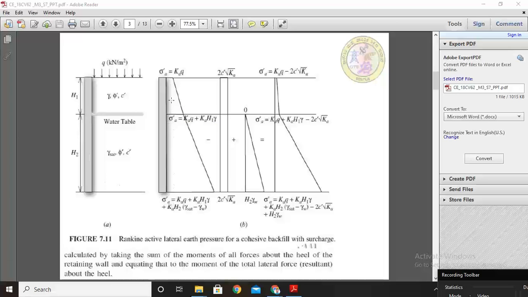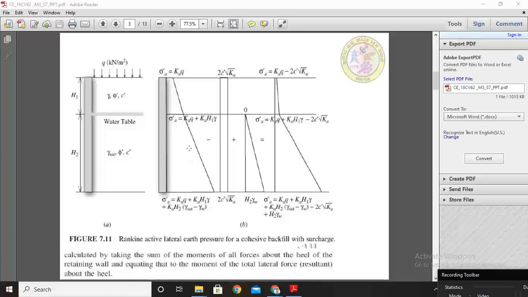See here, this pressure distribution diagram. From this you draw the rectangular distribution diagram, which is based on Ka into Q, and from this the triangle. This diagram is based on H1 into gamma into Ka. So the total pressure at the base at height H1 is Ka into Q plus Ka times H1 into gamma. Here H1 into gamma means height into unit weight of soil.